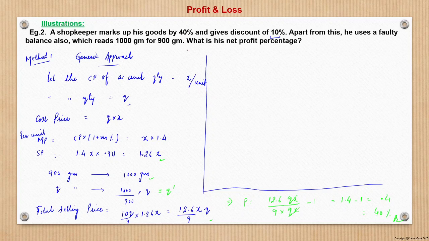So now we will see method 2, which is a preferred one, and that goes by the name of multiplying factor. We have been using this concept of multiplying factor very extensively in percentages and profit and loss. The same we will use here. Now let us see what happens.